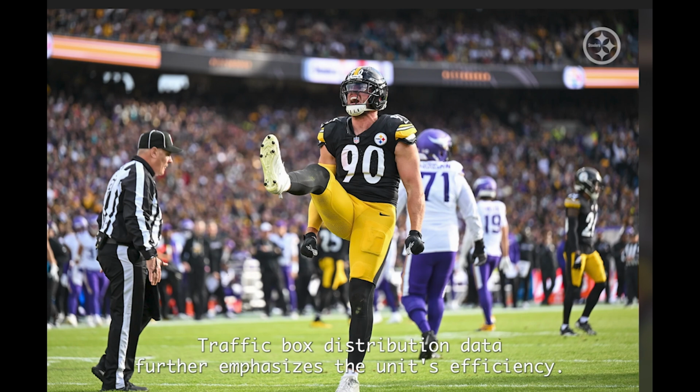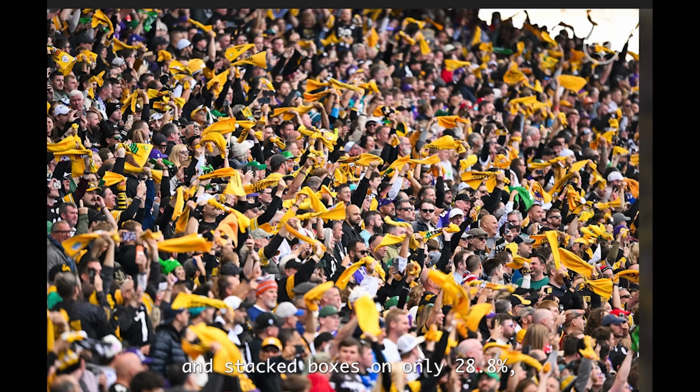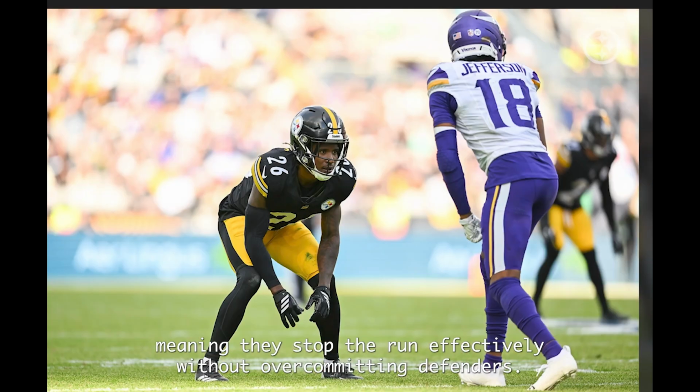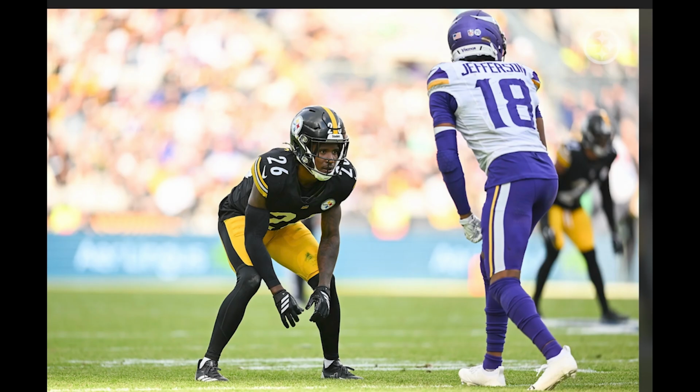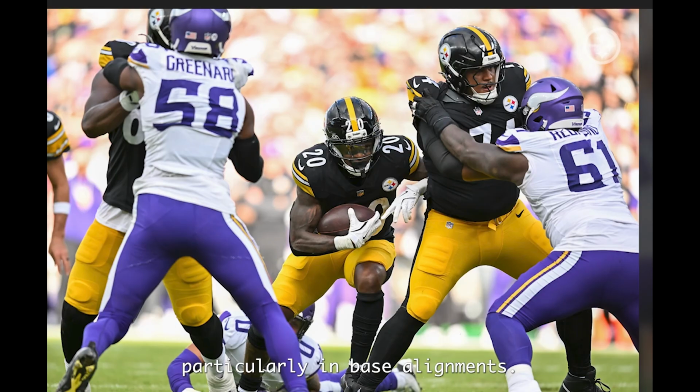Box distribution data further emphasizes the unit's efficiency. The Steelers operate with light boxes on 32.2% of snaps and stacked boxes on only 28.8%, meaning they stop the run effectively without overcommitting defenders. This success speaks to the power and leverage of the front four, particularly in base alignments.